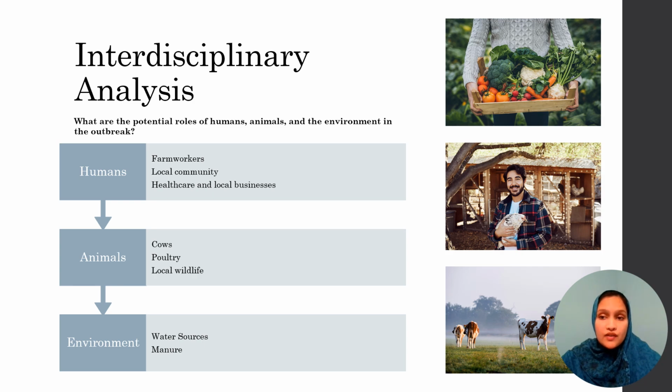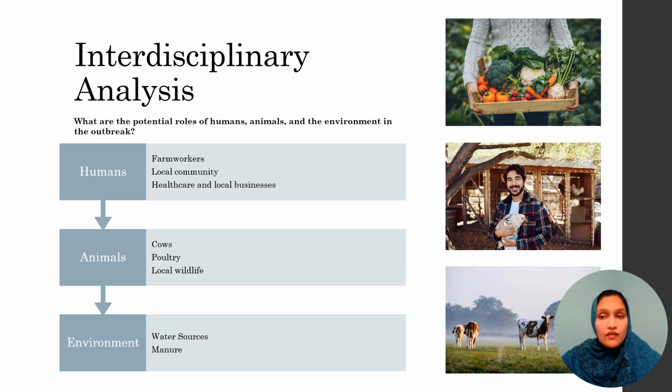We also have poultry. Infected chickens could have contributed to the spread through both eggs and meat, leading to contamination of these products. Finally, we have local wildlife. Wild animals or domestic pets exposed to contaminated manure or water may act as reservoirs, further spreading the bacteria.